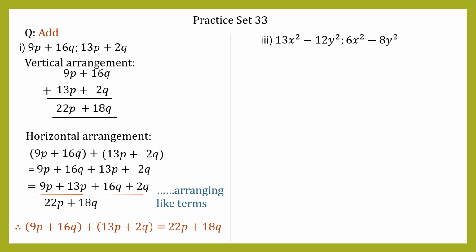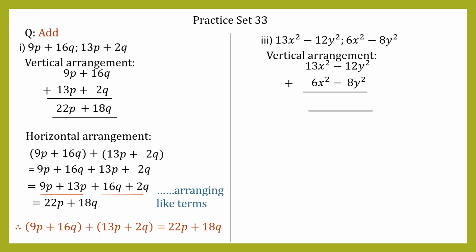Let's go for sub question 3. 13x squared minus 12y squared, and the second expression is 6x squared minus 8y squared. Let's add them. Vertical arrangement. This is the first expression. The second expression will be written exactly below the first so that the like terms come one below the other. Plus sign for addition.